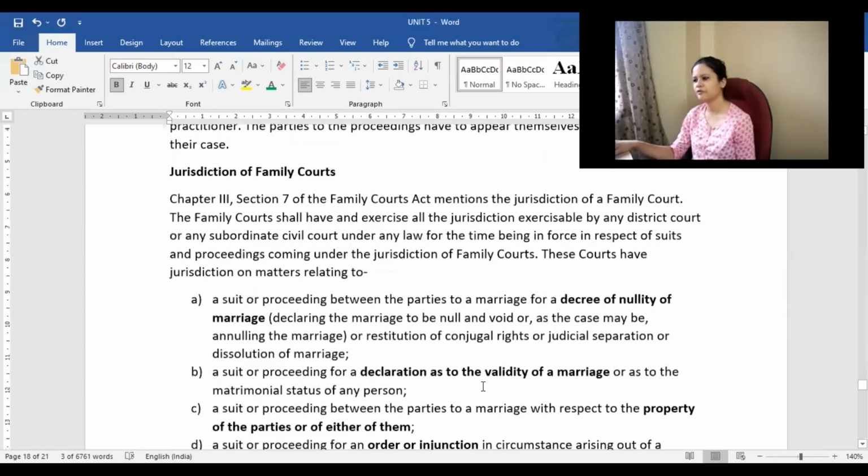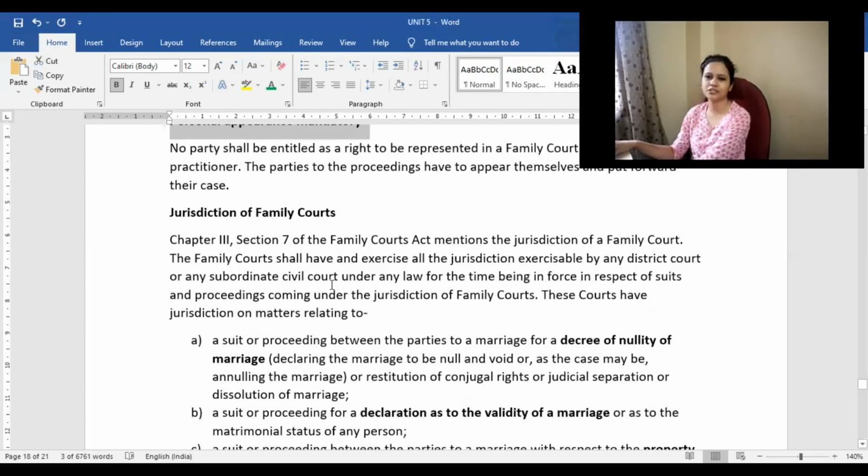Then we have provisions regarding the jurisdiction of family courts also. We know how family courts will be established, where they will be established, and who will establish them. But for what all matters will family courts have jurisdiction? That is the jurisdiction of family courts. It is given under Chapter 3 and Section 7 of the Family Courts Act, the third chapter, which is specifically on jurisdiction.